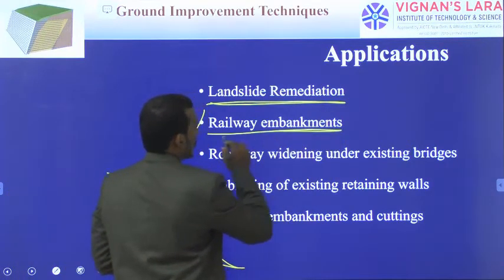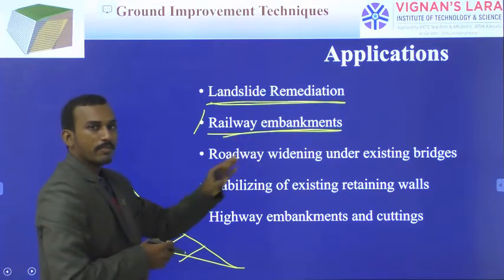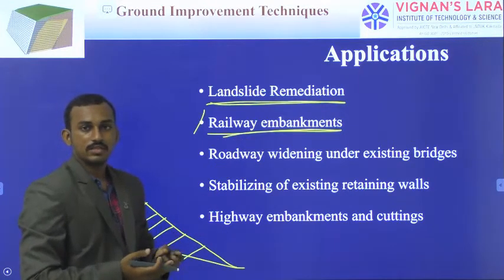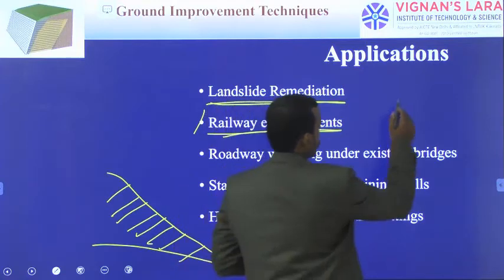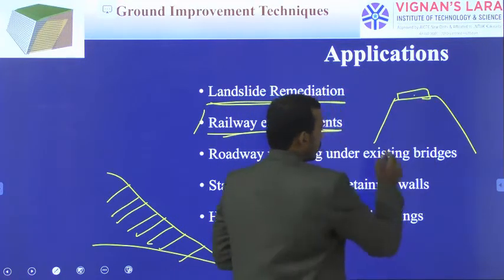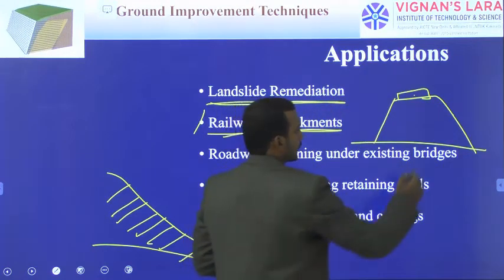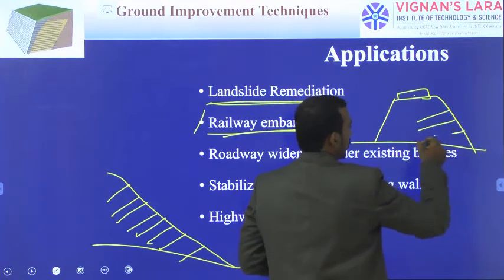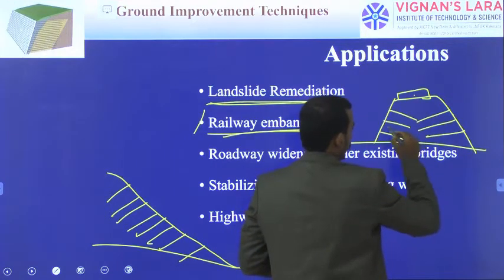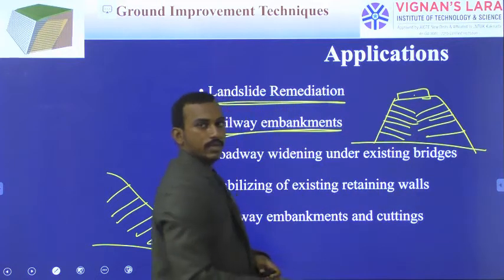The second one is railway embankments. More than the road embankments, railway embankments are not very stable. This is the embankment over which we have a railway track. Because of the vibration loads, the slopes may fail. That can be prevented by inserting the nails into the soil. If you insert the nails, that is going to densify the soil.